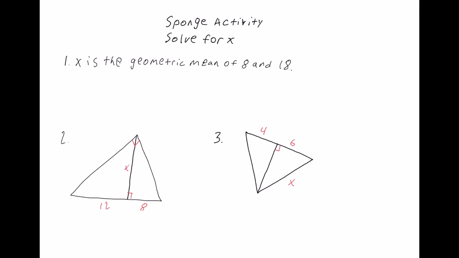Now time for the sponge. For all these problems, I want you to solve for x. So number 1, x is the geometric mean of 8 and 18. Solve for x. Number 2, x is here. Solve for x. Use geometric mean, of course. And third, here's x. Use geometric mean to solve for x.